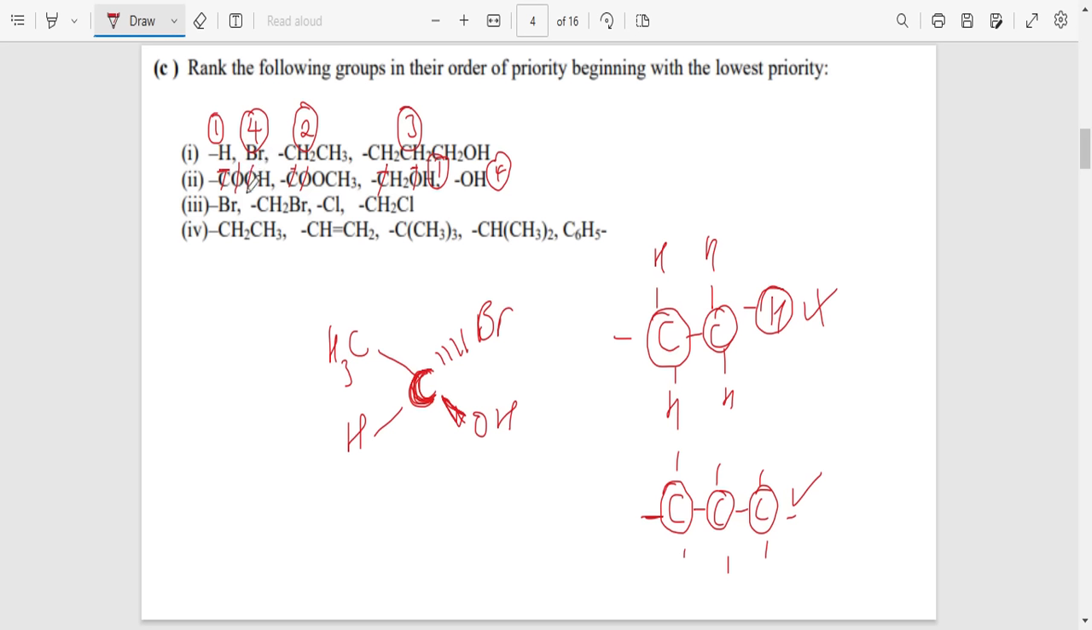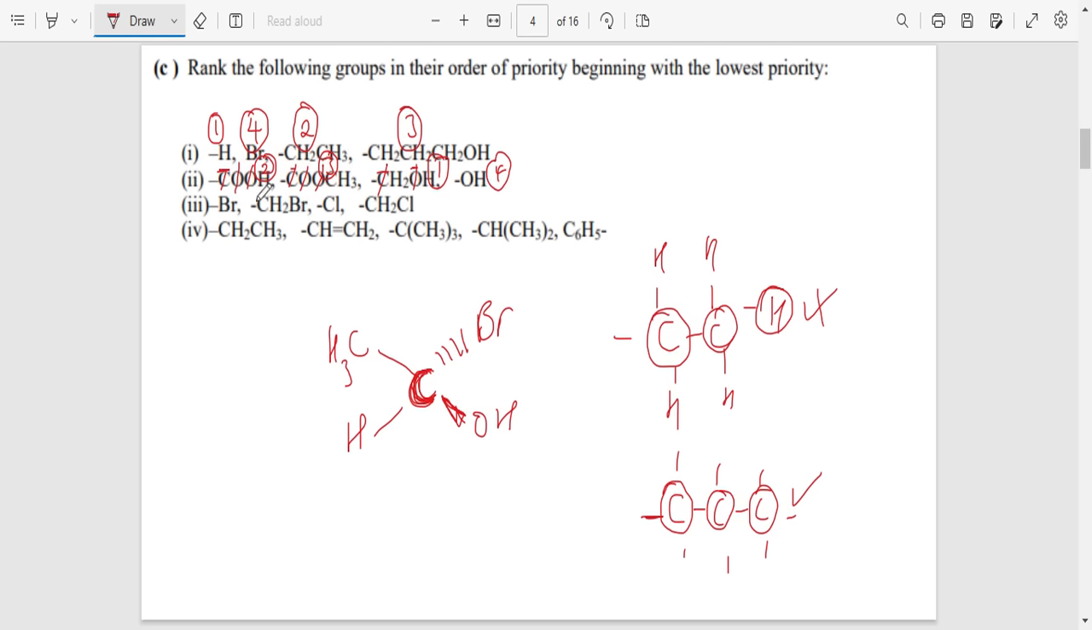But these two, they still have oxygens. After the oxygens, this one has got a hydrogen, meaning that this is the one which is going to follow because it has a hydrogen. But this one has got a carbon. Carbon has got a higher molar mass. So this is going to be the third group. So the first is this one, second, third, and then the fourth is hydroxide.